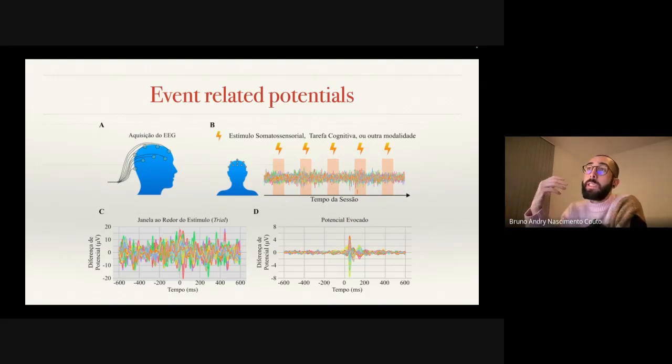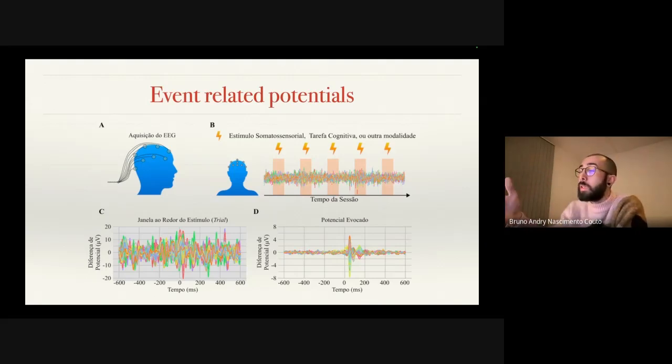So you have the EEG, and then you present some type of stimuli or cognitive task multiple times across the session. Usually, the stimuli will not have a big amplitude when compared to the EEG in general. That's why you present it a lot of times. And then when you average across these stimuli, you can have an evoked potential, as we call it, which is basically the average of the evoked response.